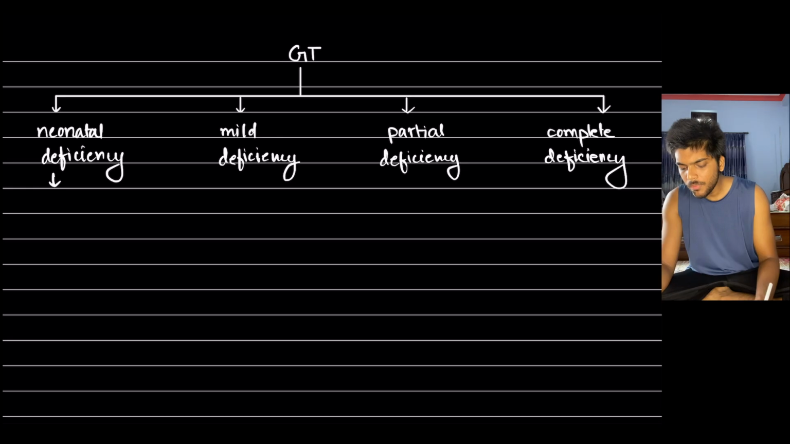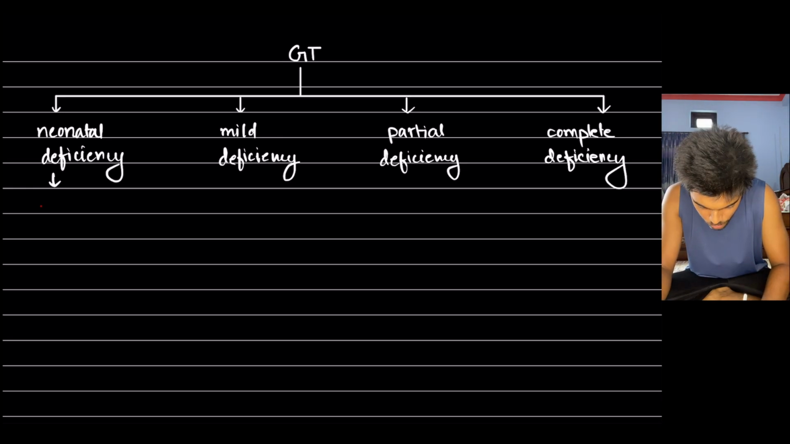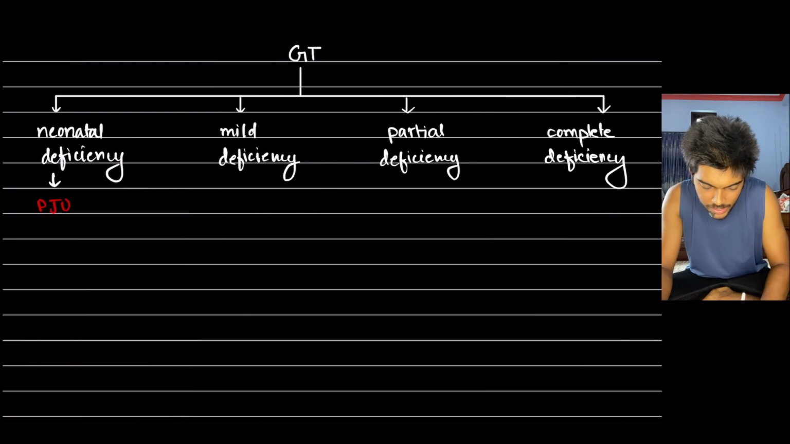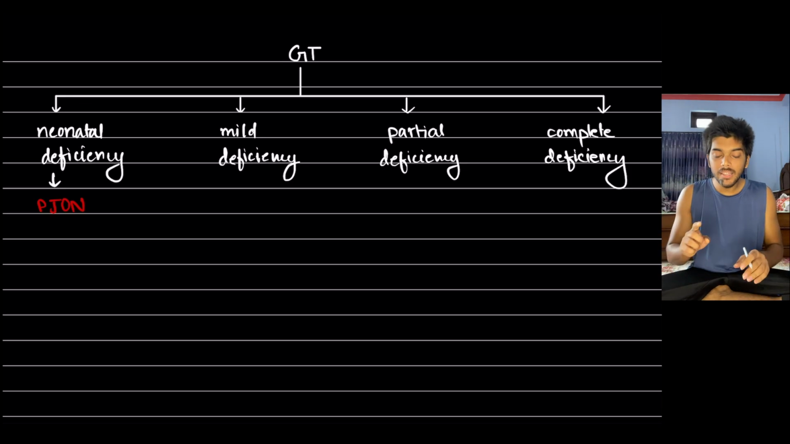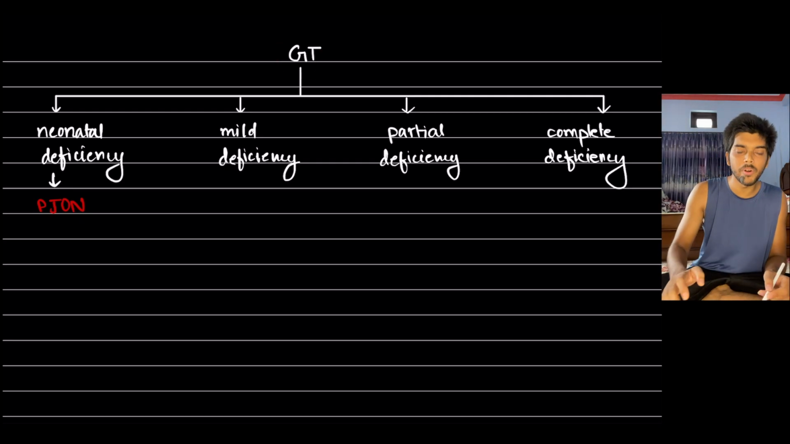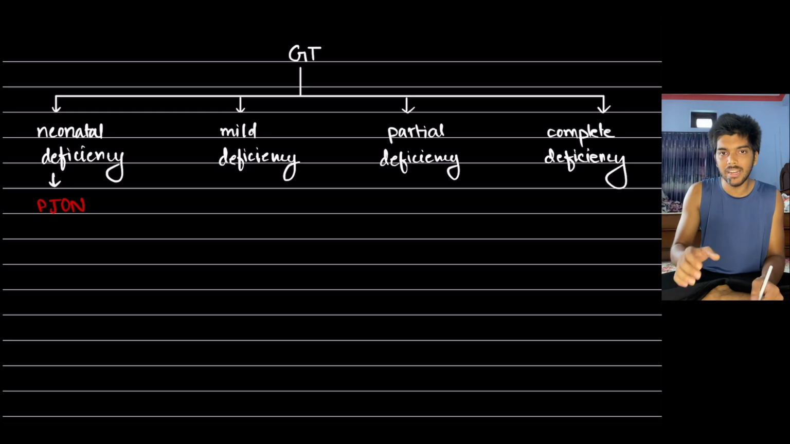Neonatal deficiency of glucuronosyltransferase leads to physiological jaundice of newborn. That is, there is deficiency of glucuronosyltransferase in a newborn. The reason it is called physiological is because it is normally present in all newborns. In all newborns, normally there is less amount of glucuronosyltransferase in their body, or deficiency of glucuronosyltransferase in their body.